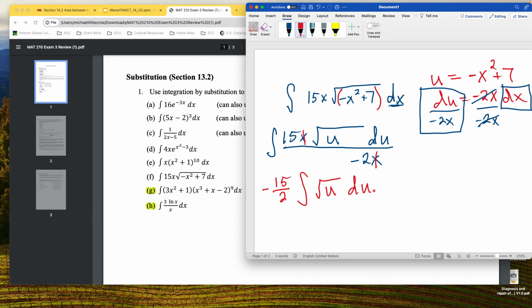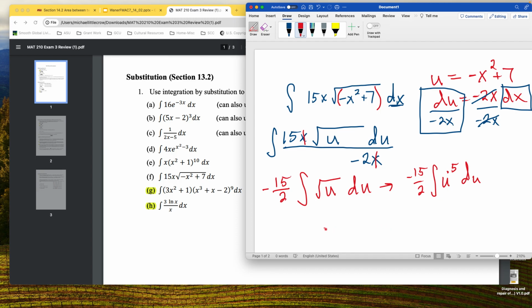Or we could write u to the 1/2, right? Or u to the 0.5. And again, I don't care whether you use fractions or decimals when you're doing it with the open answer. If it's multiple choice, you just have to be able to recognize the correct multiple choice answer. If you want to use decimals, I actually prefer decimals personally over fractions, but either way. So we integrate this now.